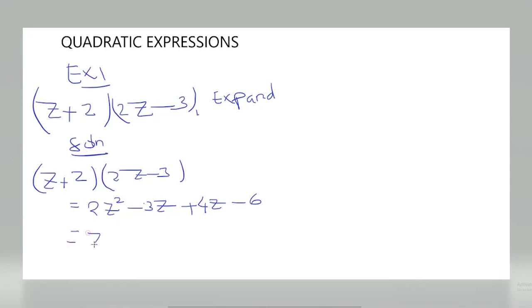Now this one will be equal to 2z squared, then negative 3z plus 4z, which is equal to positive z. Negative 3 plus 4 is equal to 4 minus 3, which is 1. Then minus 6. Of course, this is the answer.